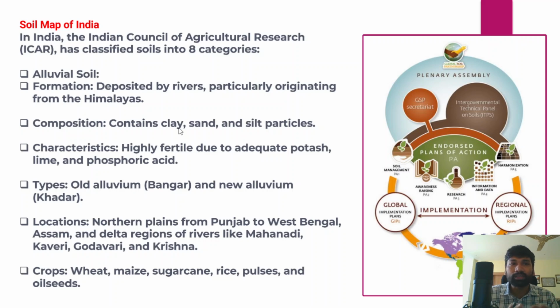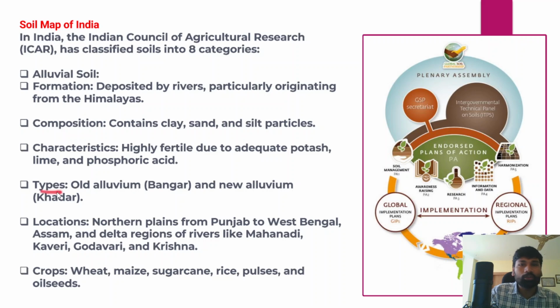So most of these alluvial soils are found in different parts of India. We'll discuss that later. So what are the major characteristics of these alluvial soils? They are highly fertile. Why are they highly fertile? Because they have a mineral composition such as adequate potash, lime and phosphoric acid. So because of these minerals, the alluvial soils are very fertile.